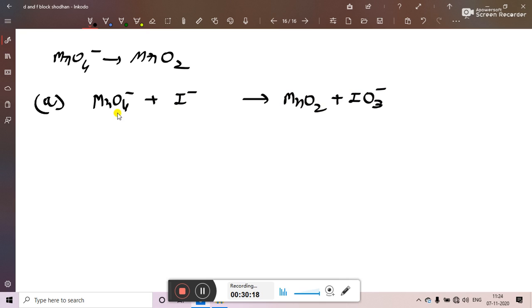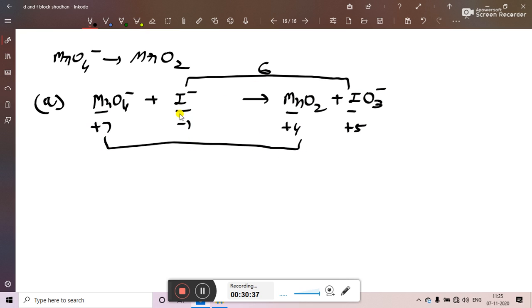So we have to balance this equation. Here Mn is plus 7, here iodide is minus 1, here Mn is plus 4, here iodate is plus 5. So iodide gets oxidized from minus 1 to plus 5, so total is plus 6.